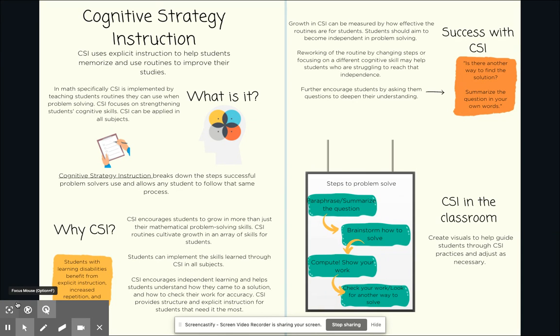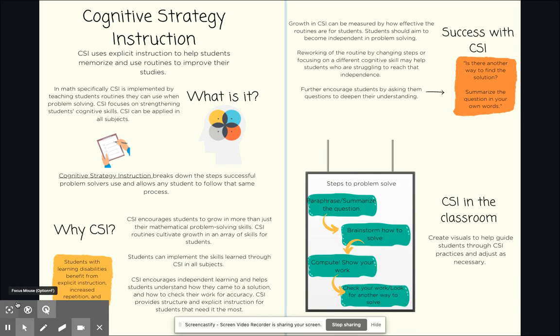Today I will be discussing cognitive strategy instruction, and CSI actually uses explicit instruction to help students memorize and use routines to improve their studies. CSI is not one specific strategy, but instead an array of strategies that you can use in your classroom. In math specifically, CSI is implemented by teaching students routines that they can use in problem solving.